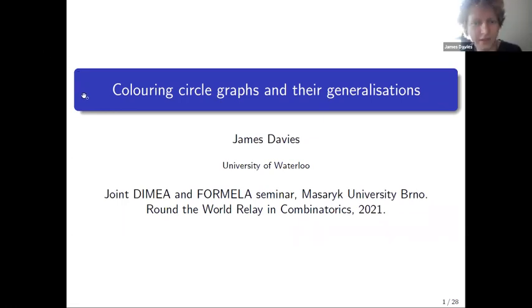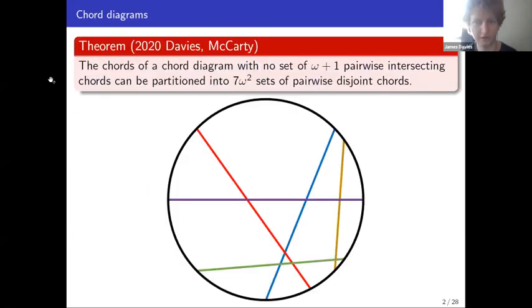So today I'm talking about some colouring results for circle graphs and some of their generalisations, so more general classes that contain them. I guess the first result that got me into this is one which I proved with McCarty a few years ago now, in my first term at Waterloo.